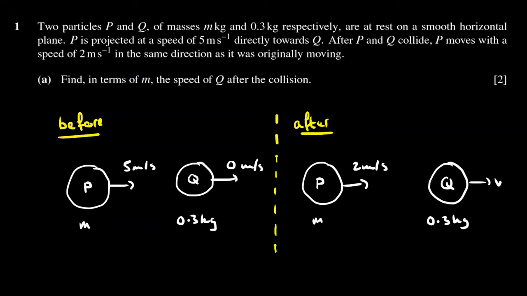Now, as you've seen, I've drawn a diagram here. I think that's really helpful, by the way. Always draw a diagram. So we've got the situation before the collision here and the situation after the collision. And I've labeled the velocity of Q after the collision v. That's the thing that we don't know.